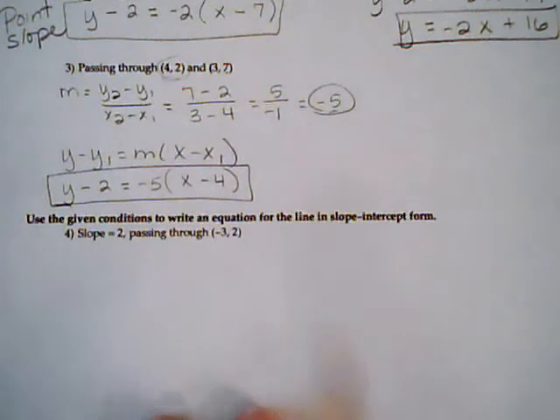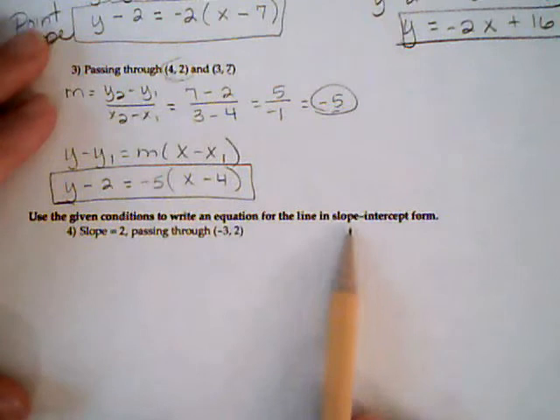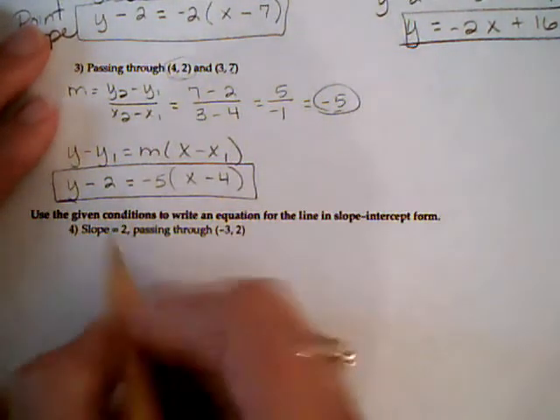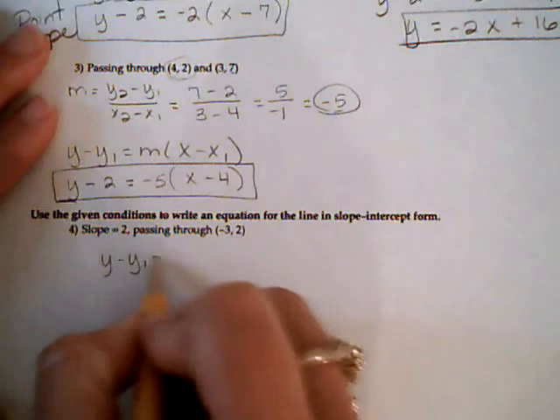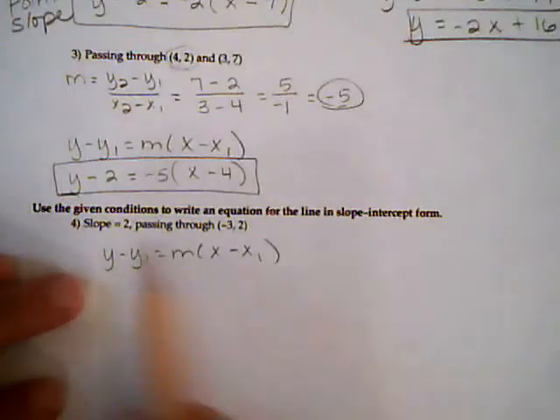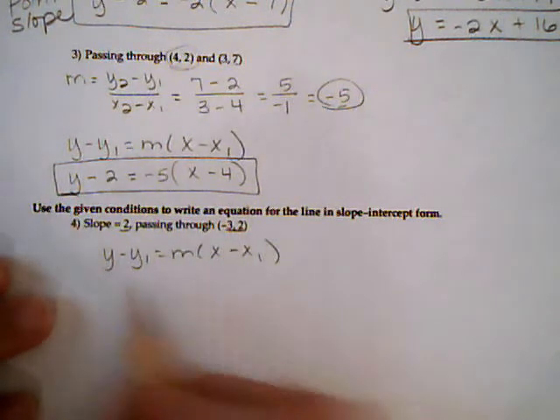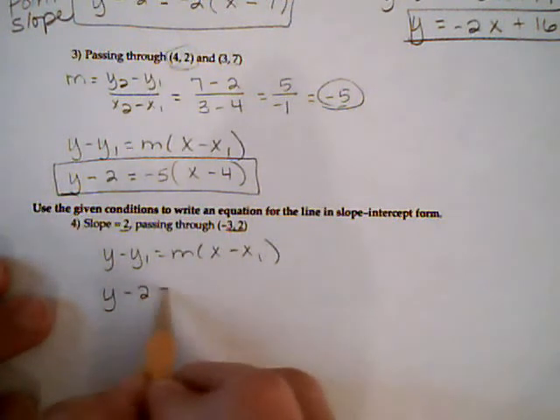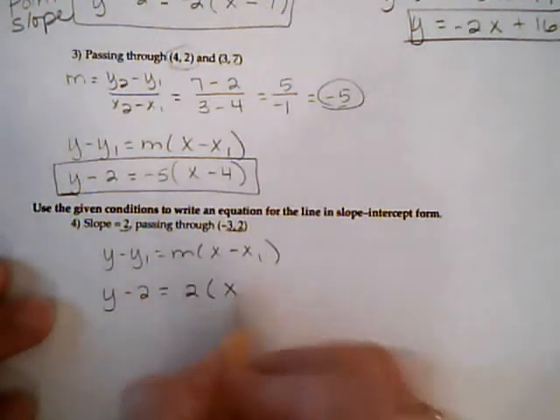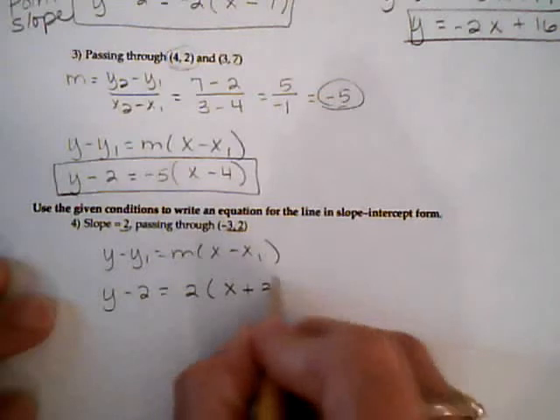Number 4 says, use the given conditions to write an equation for the line in slope-intercept form. So almost the same thing we're doing here. I want to start out with point-slope form of a line. We already have the slope and we have a point that's given. So that would be y minus 2, that's my y value, equals 2 for the slope, x minus a negative 3 would make it be a positive 3.